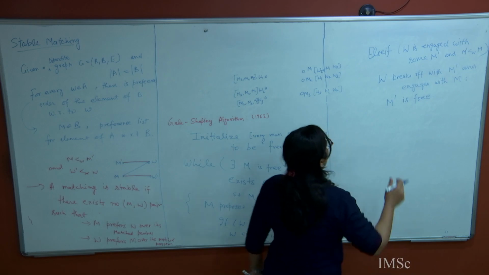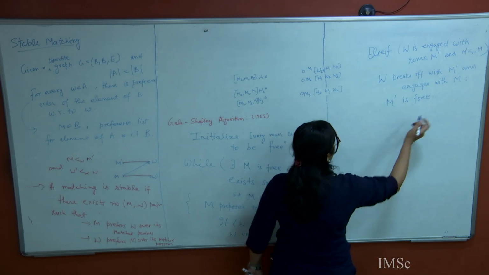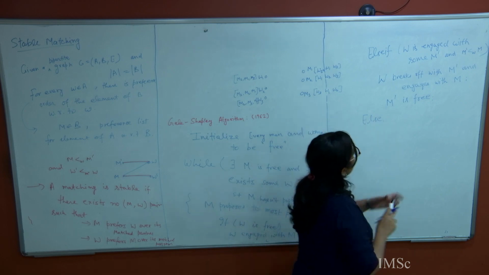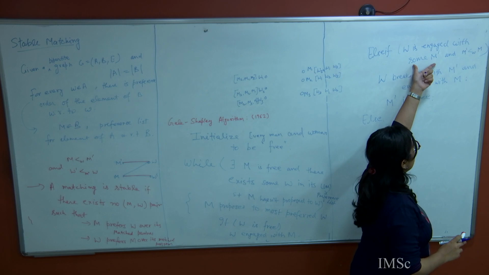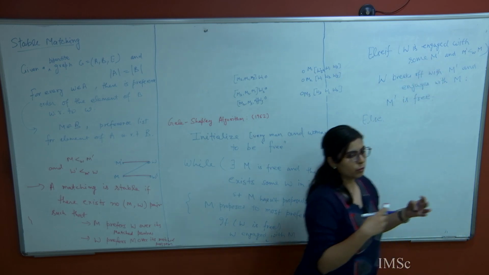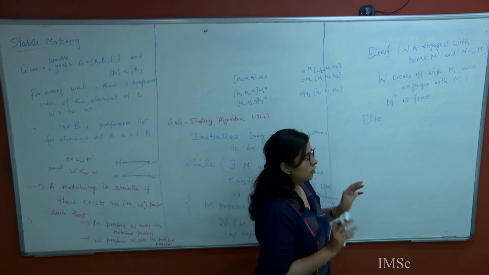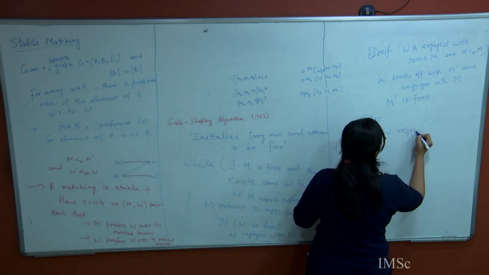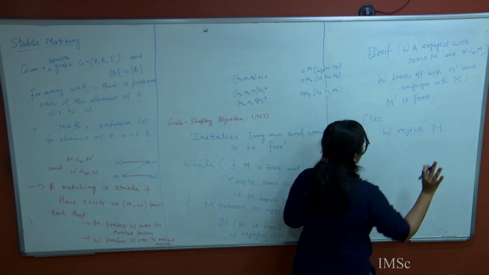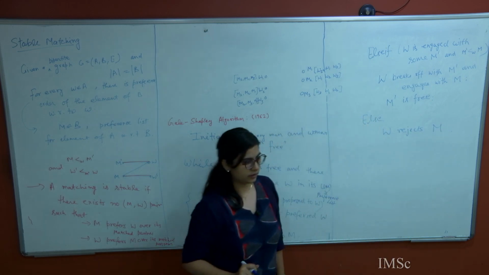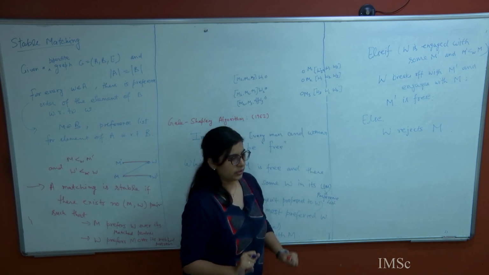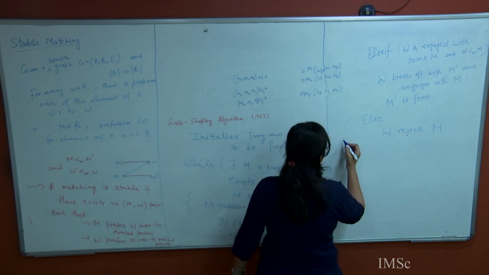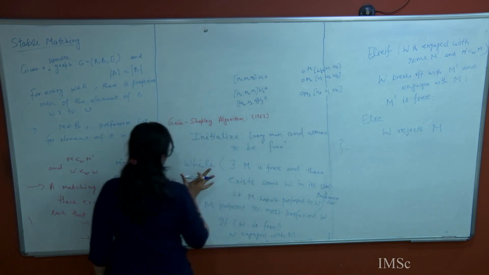So, like this we can change the status, and otherwise it means that W is engaged with some M prime, and M prime is more preferable than the current proposal. So, W rejects M, sorry, W rejects M in that case, and so the status would remain the same for every man and woman. Okay. That is all. So, that is what we will do.